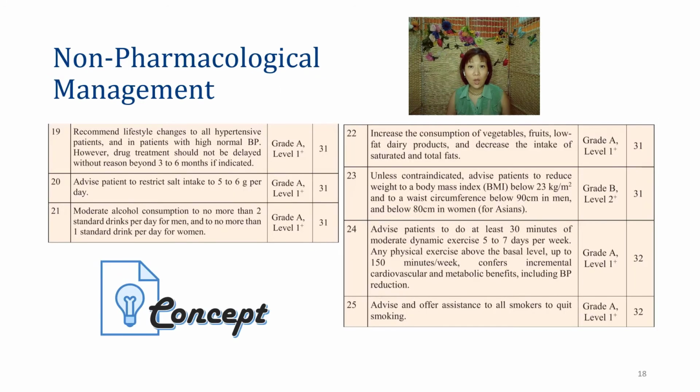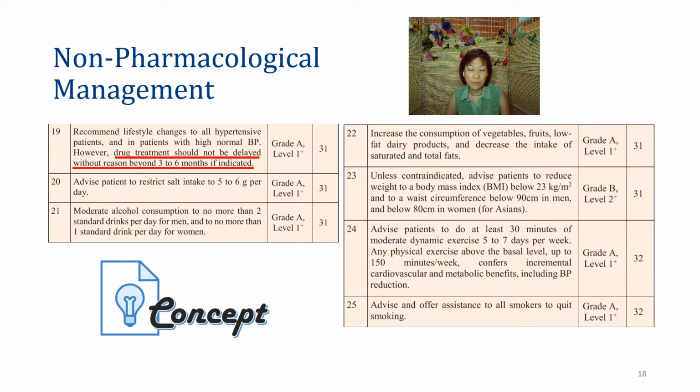That's a bit helpful where the American guidelines are concerned, and slightly more helpful than the Singaporean guidelines as well. Okay, so here's a key concept that I want everyone to remember. There are several non-pharmacological management measures that everyone needs to be very, very aware of, and this is called out from the Singaporean hypertension guidelines here. Essentially, they're talking about lifestyle changes for all hypertensive patients and all patients with high normal blood pressure, and the drug treatment should not be delayed without reason beyond 3 to 6 months if indicated.